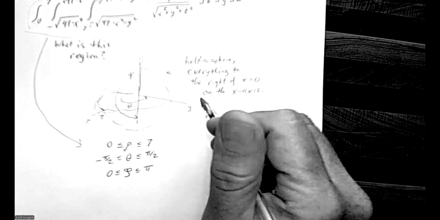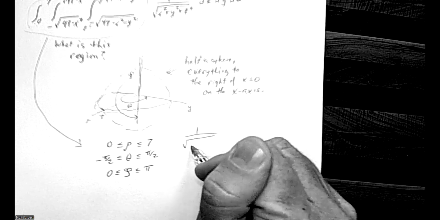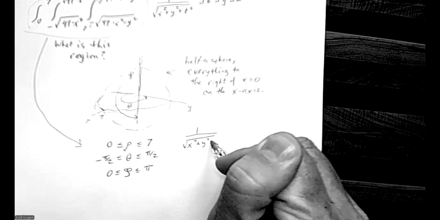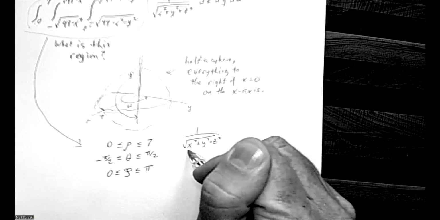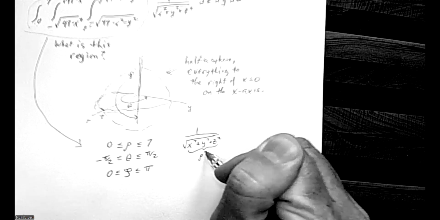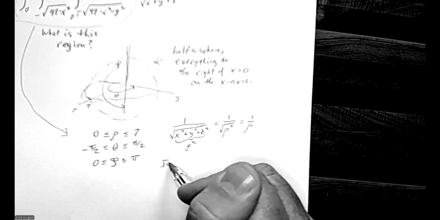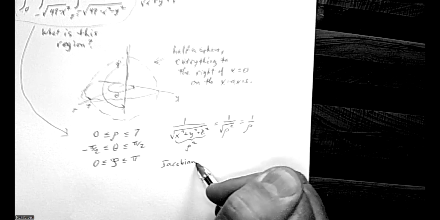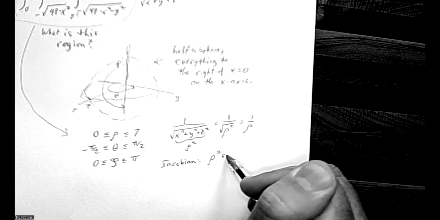Meanwhile, your integrand, we can replace that x squared, y squared, and z squared with rho squared. So we get 1 over radical rho squared, which is just 1 over rho. And meanwhile, you've got the Jacobian. So you've got a lot of things going on here. The Jacobian is rho squared sine phi.